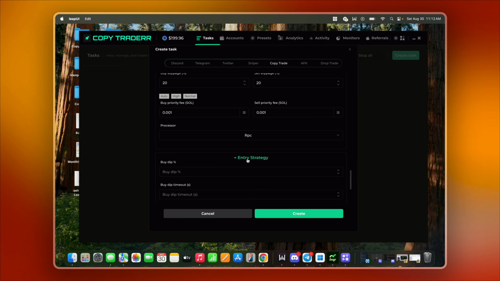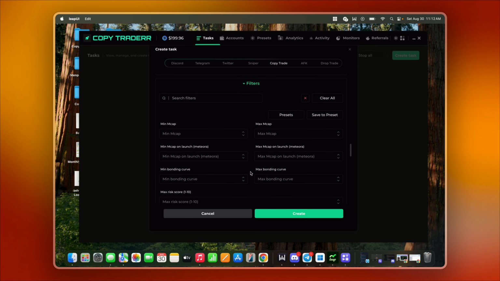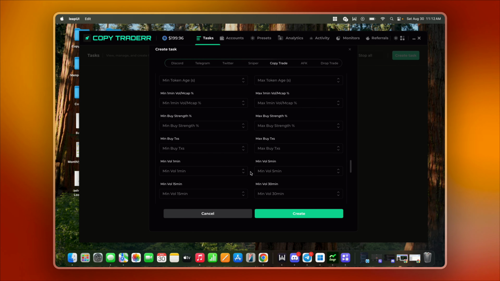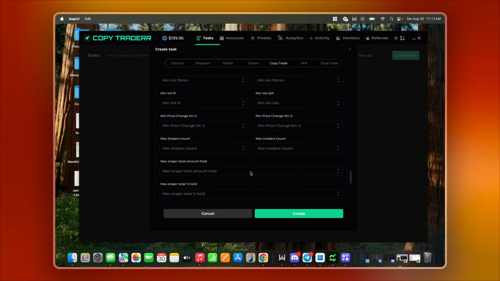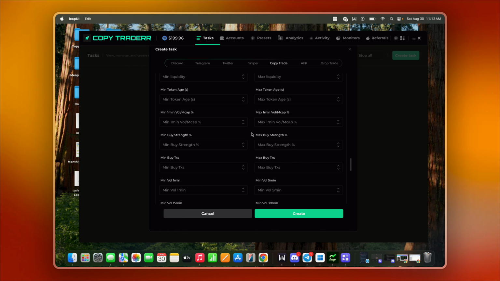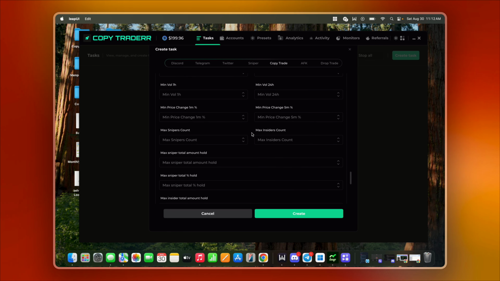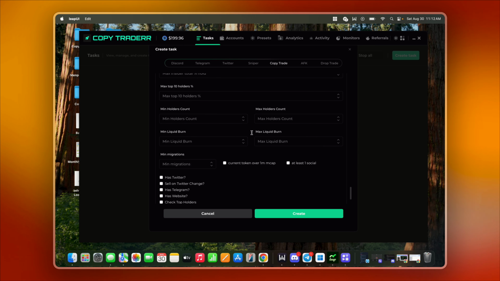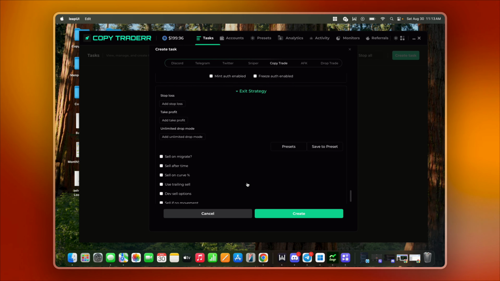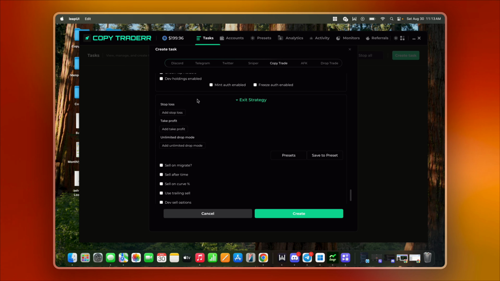You can set up advanced entry strategies, which we'll talk about in a second. You can filter with extreme precision what kind of tokens you want to enter and what kind of tokens you want to skip. So if the person you are copying buys into a suspect token that you don't want to be in, then you're not going to be. You're going to skip the ones you don't want to buy, and you're going to buy the ones that you do. After that, they have really advanced exit strategies, which we will talk about in a second.